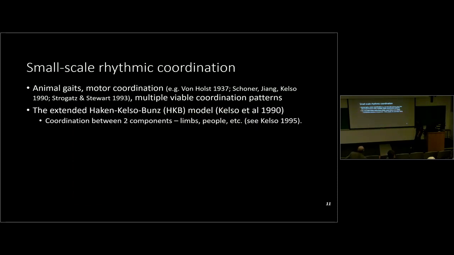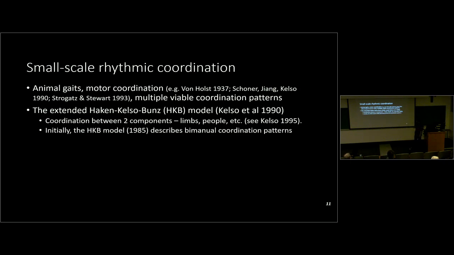And the example I'm going to show you in terms of modeling is the Haken-Kelso-Bunz model. It describes an empirically observed phenomenon of coordination between 2 components. It can be 2 fingers, 2 legs, or 2 neuronal populations. Initially, this model was proposed to study bimanual coordination. So you can oscillate your fingers in antiphase or in-phase, much like the dog's legs.